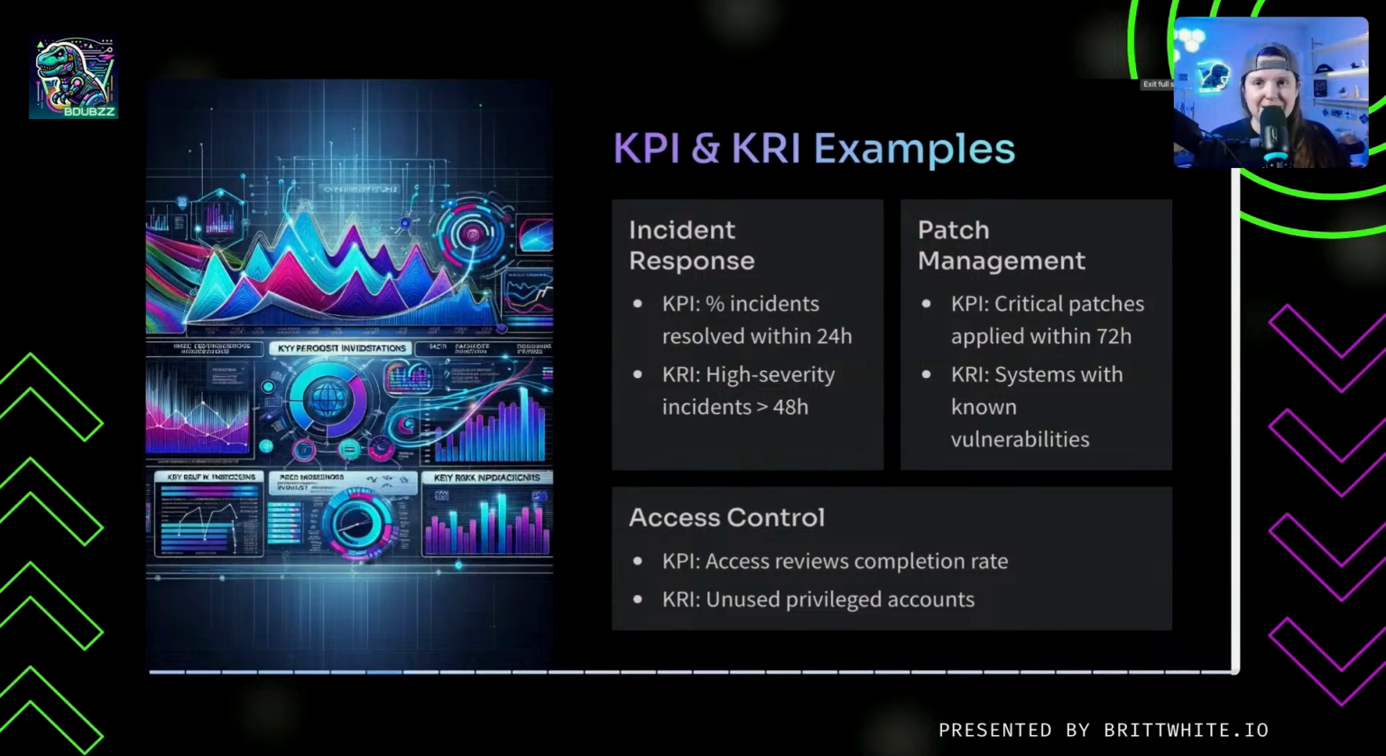Organizations choose metrics based on their specific needs. Banks focus on data breaches, manufacturers on physical security, healthcare on patient data protection. The key here is selecting metrics that meaningfully track your security posture and warn you of emerging risks.